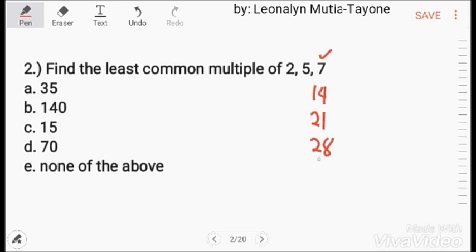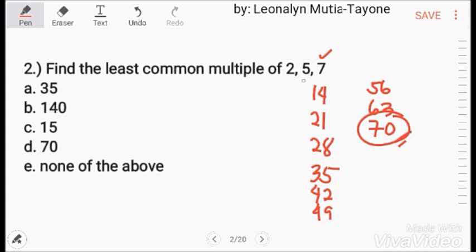So, hindi ito. Next is 35. 35, ma-divide siya ng 5, pero hindi siya ma-divide ng 2. Next, multiple of 7, that is 42, hindi pa rin. Next, 49, hindi pa rin. Next, plus 7, that is 56, hindi pa rin. Plus 7, 63, hindi pa rin. So, plus 7, 70. So, ang 70, pwede na siyang ma-divide ng 5, pwede siya ma-divide ng 2. So, the answer is letter D, 70. Least common multiple. Bali, multiple ng 2. Lahat ng 2, 4, 6, 8, 10.